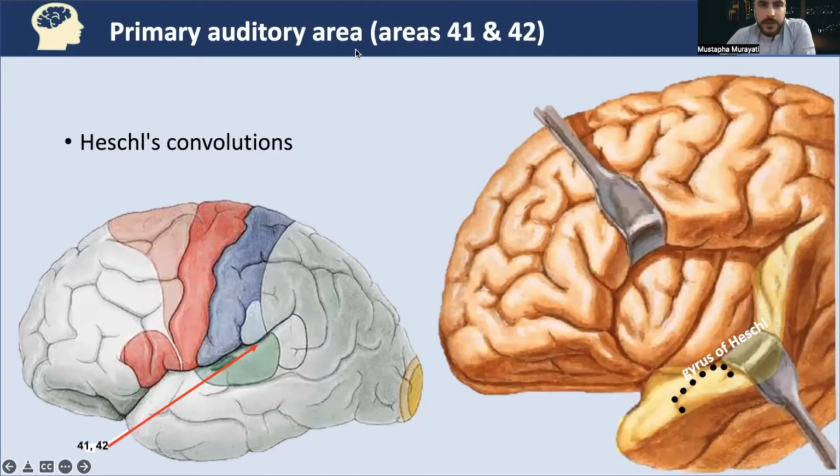The primary auditory area, which represents Brodmann area 41 and 42, is represented over here on the superior temporal gyrus. Actually, it is inside the sylvian fissure. If we open the sylvian fissure by retracting the operculum superiorly and inferiorly, we will see the Heschl's gyrus or the Heschl's convolutions. This represents the area for primary auditory cortex.